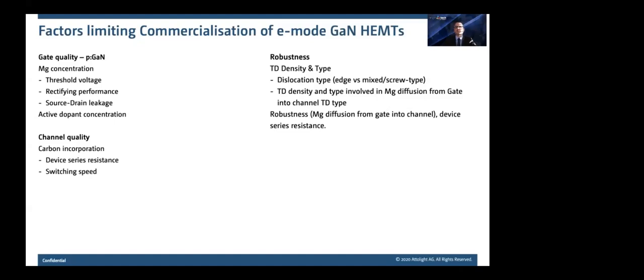Then the third point is robustness. Today, a big part of robustness comes back to threading dislocations, dislocation density and type. First of all, we know today from literature that dislocations may or may not contribute to leakage current, depending on their type. And we also know from literature that threading dislocation density and type is involved in magnesium diffusion from the gate into the channel, which over time or during device operation will influence the robustness and also change the device series resistance.